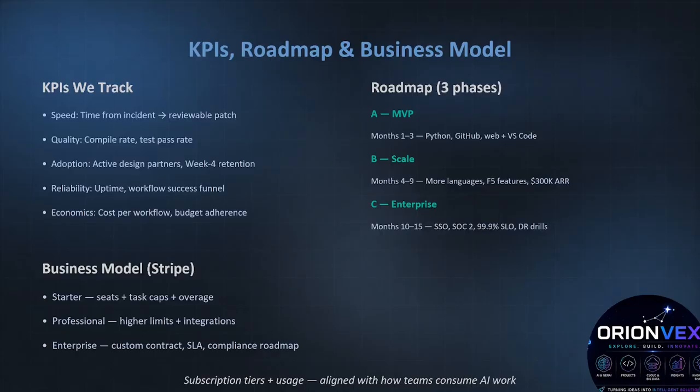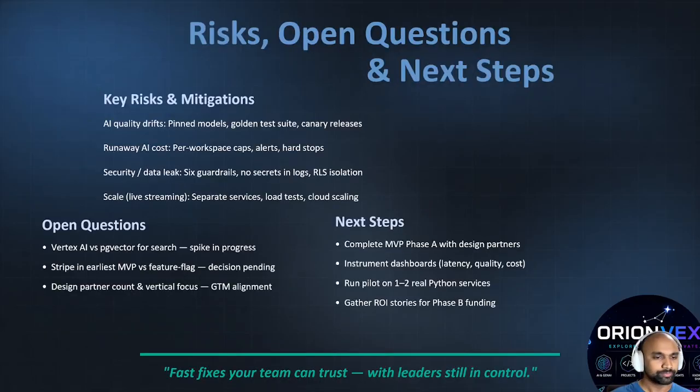And if you see the roadmap, it is going to be a 1 year project. The first 3 months will be the first MVP scale. The second stage will be 4 to 9 months, where we are planning the scale, and phase C will be enterprise. If you see the business model, we are going to use Stripe as the payment gateway, and we have starter, pro, and enterprise plans.